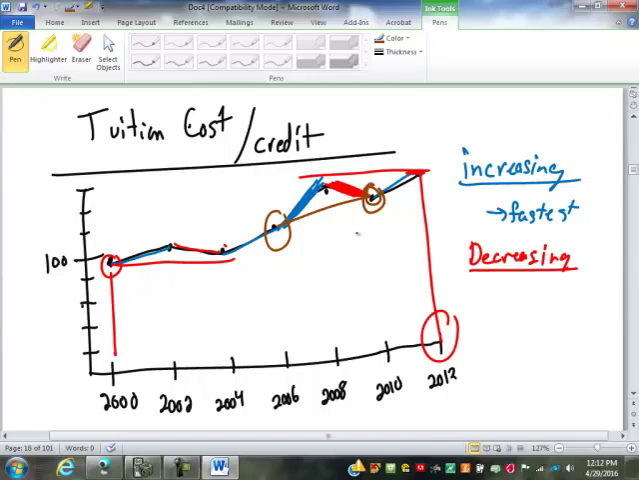If I had a table, right here you cannot tell what was the price per credit in 2002. Well, you can see it's just over $100, but you cannot tell the exact price. So for exact prices, graphs do not work well.